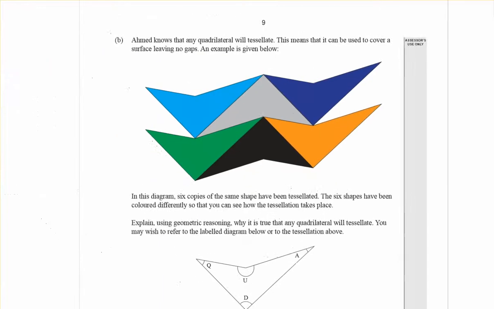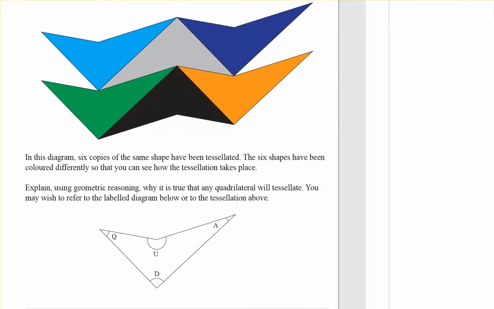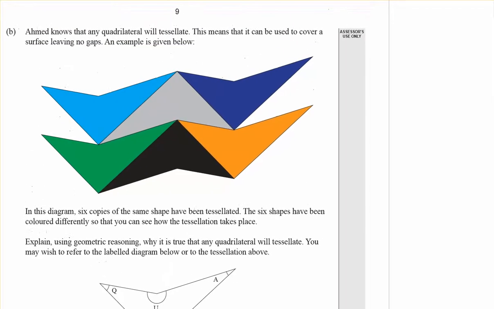Right, another brightly coloured picture. This time it's about tessellations. 6 copies. You can pause and read the question if you like. Why it is true that any quadrilateral will tessellate. You may wish to refer to the labelled diagram below or to the tessellation above.